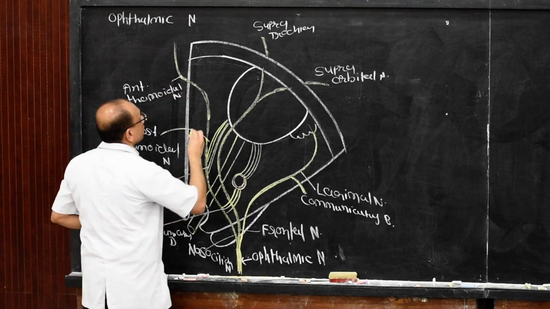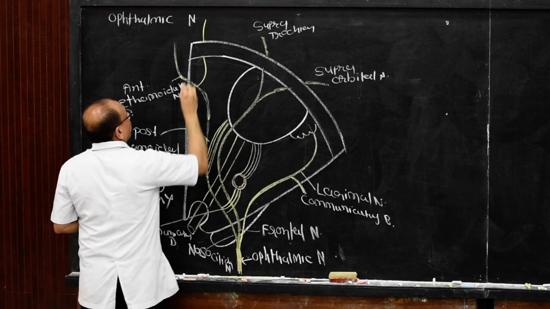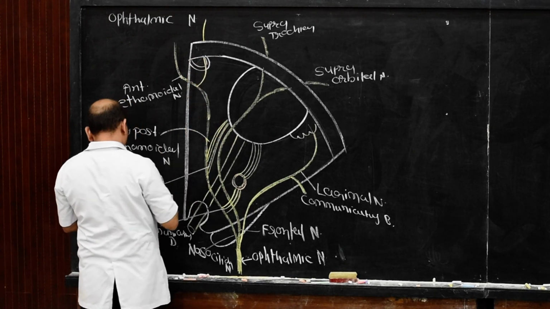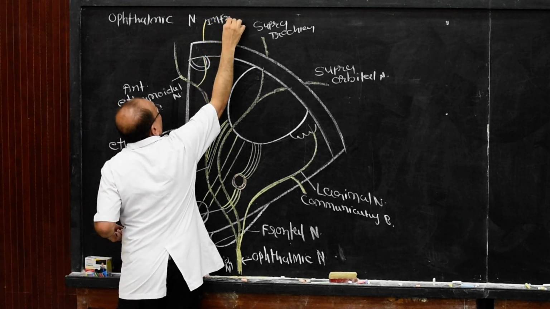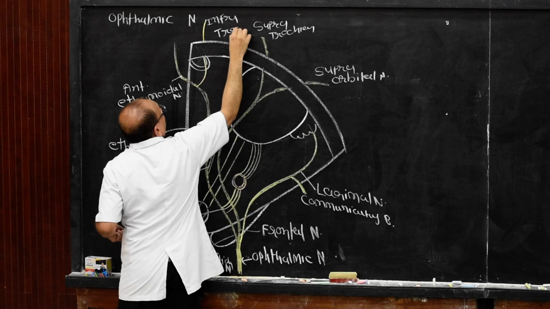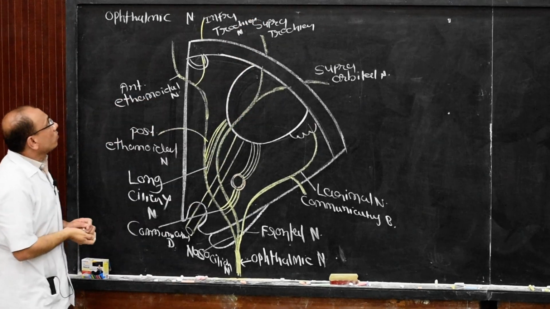Here it gives another branch which runs below this trochlea, so it is called the infratrochlear nerve. This one is the infratrochlear nerve.